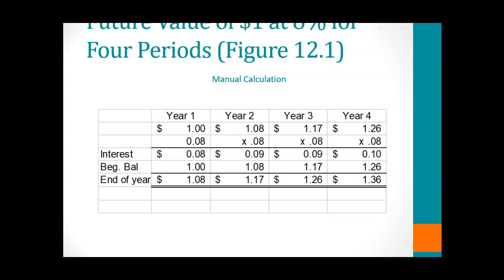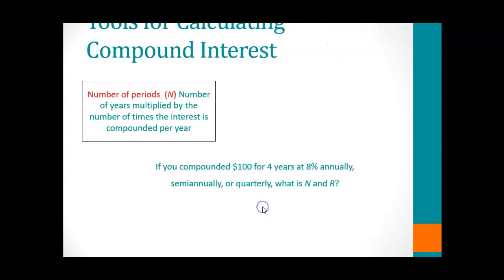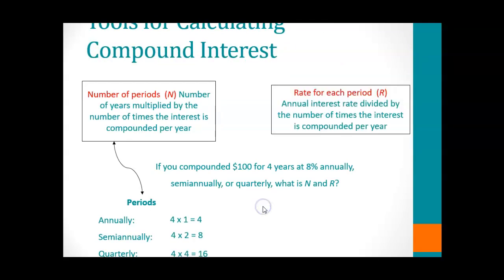Now this is doing manual calculations. So if I had an investment for 20 years, do I want to go through this every year? Yeah, I don't think so. In lieu of this, we can use what are called tables that would do the same type of calculations for us. And we'll look at those tables in a few minutes.